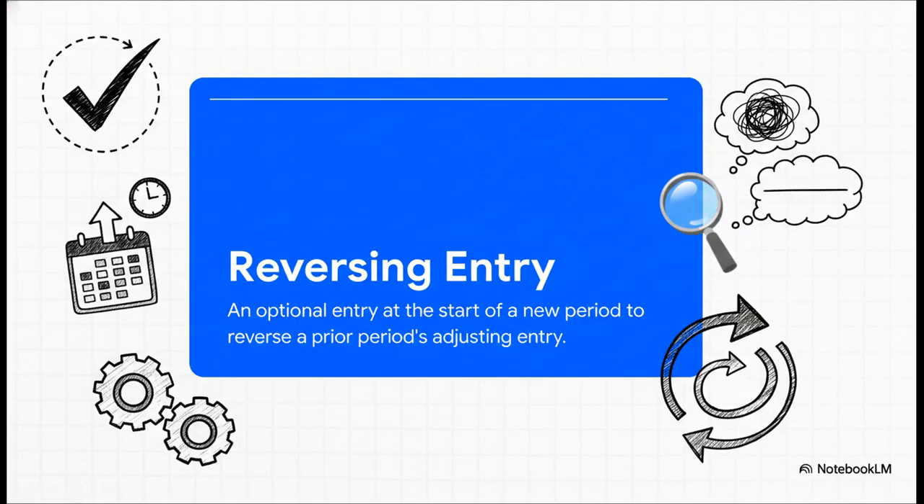Let's really break down this definition because the words here are important. The very first word is maybe the most important for you to remember: optional. This is not a GAAP requirement. It's a choice. It's a process improvement. Second, look at the timing: at the beginning of a new period. This is literally the first thing an accountant might do on the morning of January 1st. And what does it do? It literally reverses. It flips that adjusting entry that was going to cause the headache in the first place.